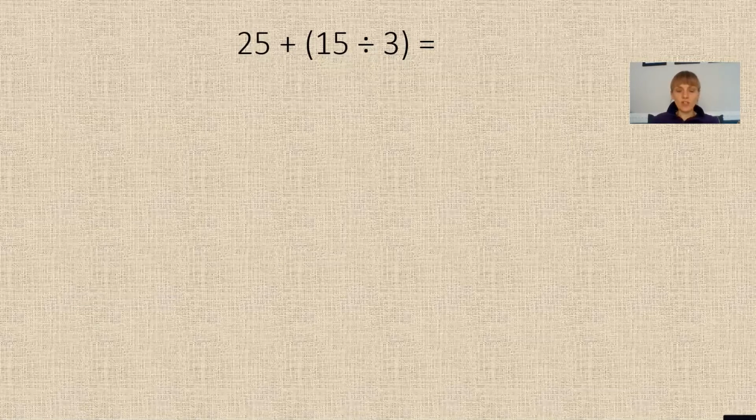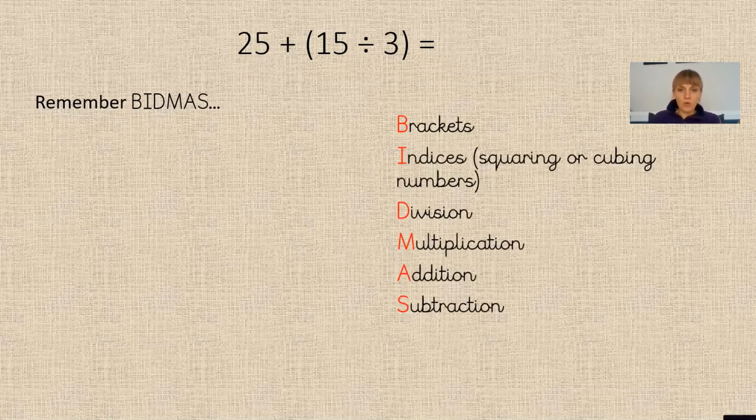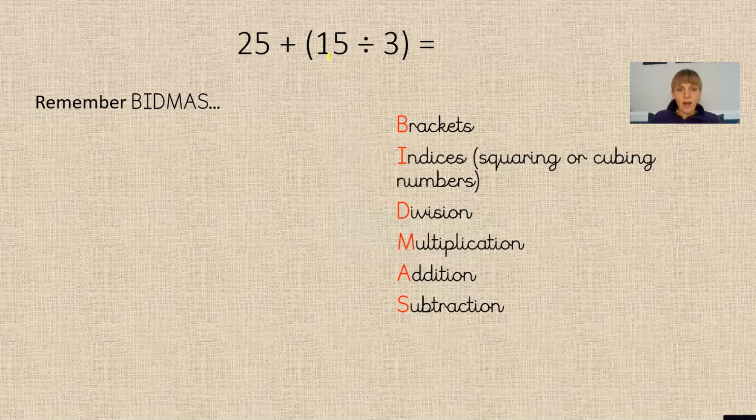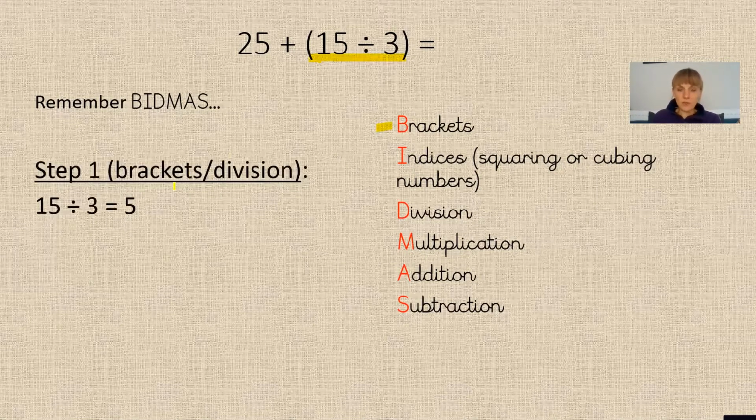So here's our first question. 25 add 15 divided by 3, with the 15 divided by 3 in brackets. Now I'm going to think, right, I've got to remember BIDMAS. Here's my order. Now when I look at this sum, I'm just going to get my highlighter pen to show you. Here I've got part of the calculation in brackets, and that is the most important thing. So step 1 must be to answer the brackets. So I do 15 divided by 3 equals 5.